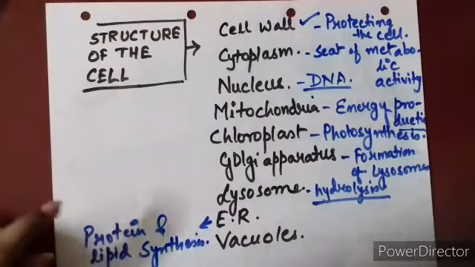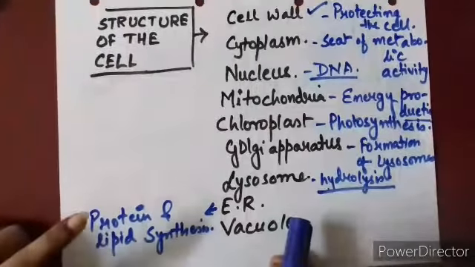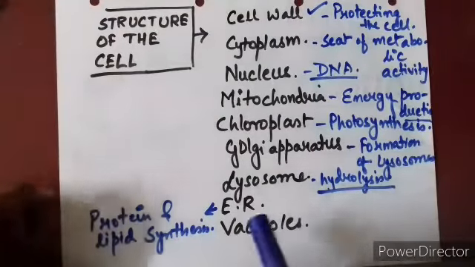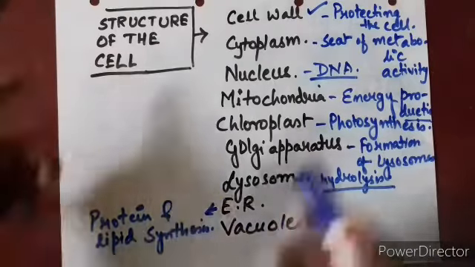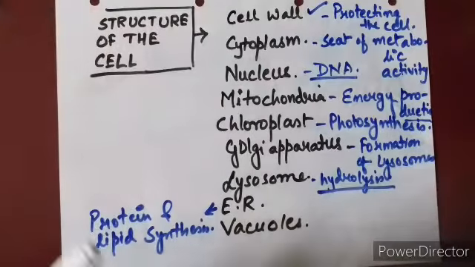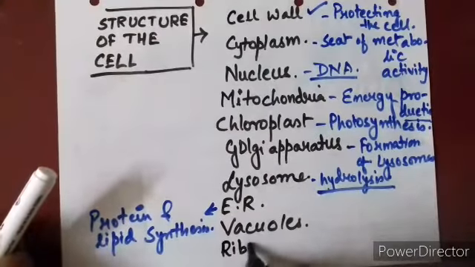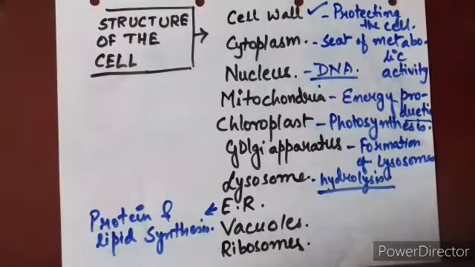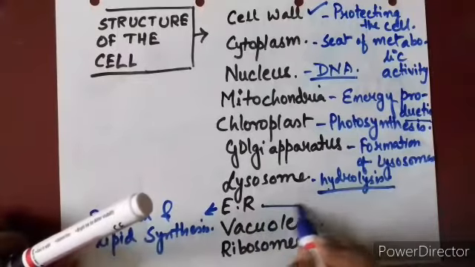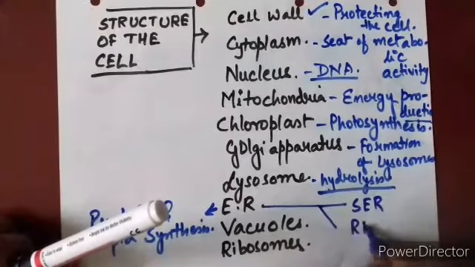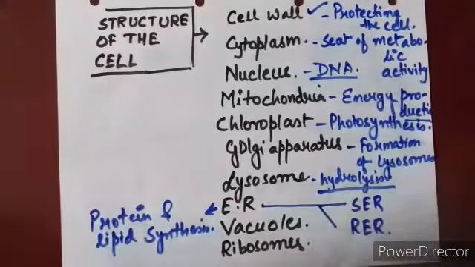Now let me tell you one thing. Another question can come: which organelle is the protein synthesizing organelle? That is the ribosome. Now you can ask me, where is the ribosome over here? Yes, I must mention it separately, but I haven't because of some reason. Ribosomes are present in ER. In ER we have two kinds of ER: one is SER and another is RER, smooth endoplasmic reticulum and rough endoplasmic reticulum.